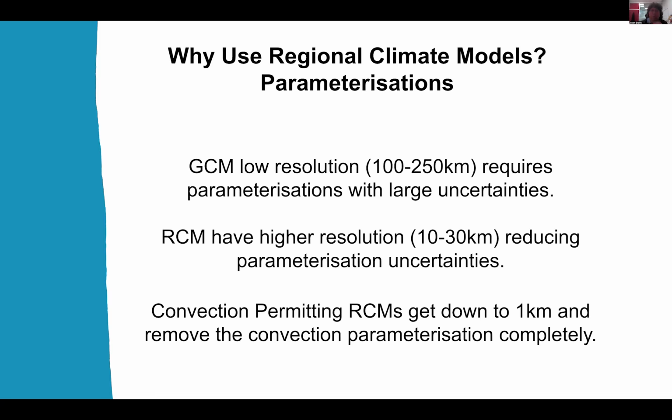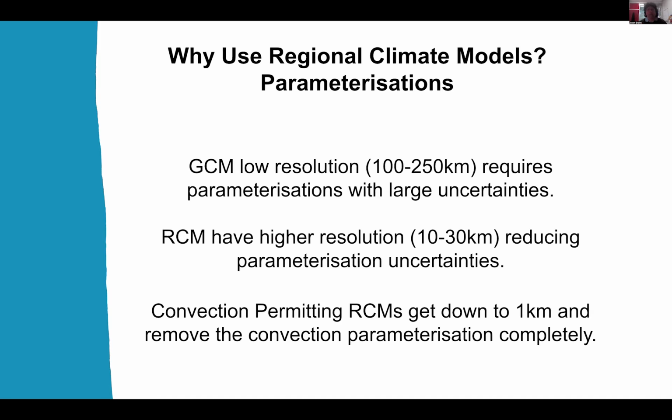And when we get down to convection permitting models on the order of a few kilometers, then we're able to remove a parameterization completely, the cumulus convection parameterization. We don't need that anymore. At a kilometer, we're actually resolving the scale of cumulus clouds. And so we can let the model's dynamics resolve that scale of convection directly.